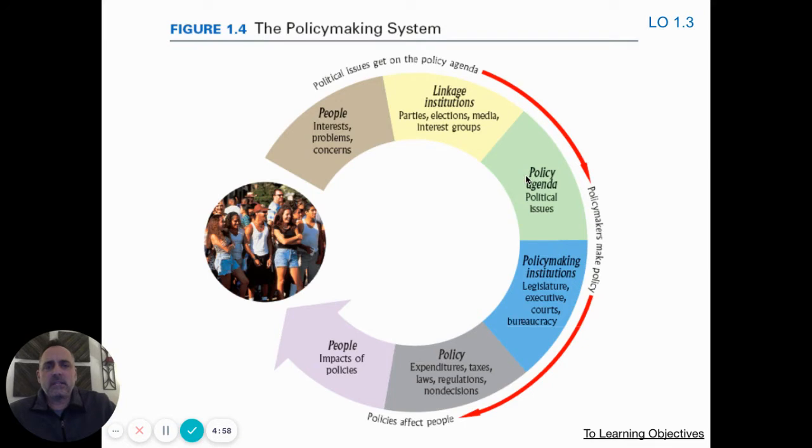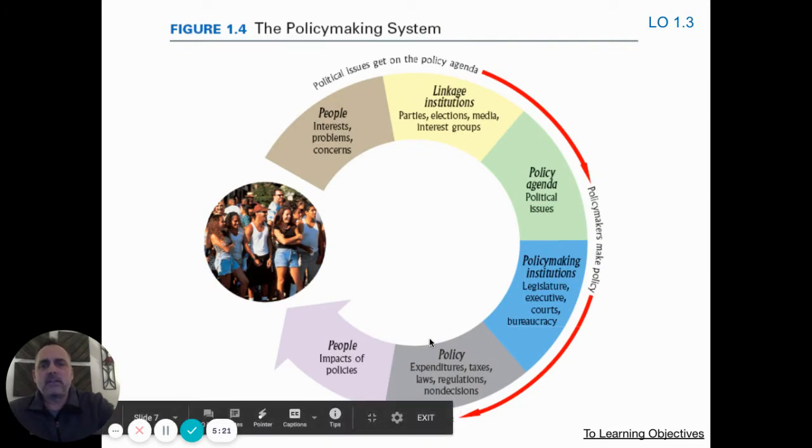Policy agenda, looking at those issues and basically let's see if we can't create something that's going to fix that problem or try to reduce that problem, whatever it might be. And then we got the policymaking institutions. This is the Congress. This is the courts. This is the president. These are the bureaucracies that basically work for that. We basically see these policymaking institutions create new policies, new laws, new regulations.